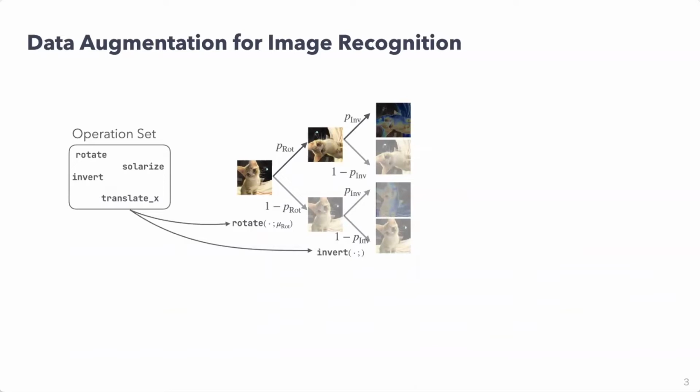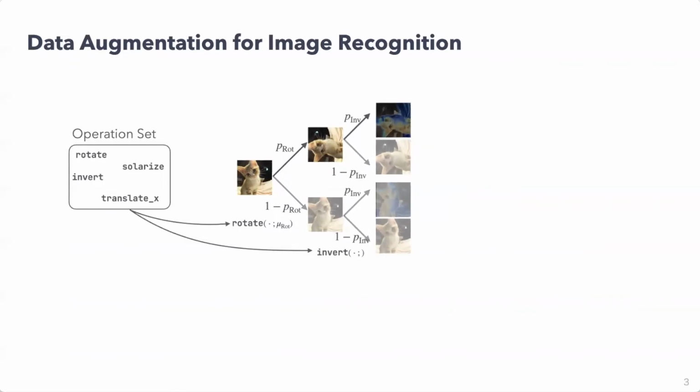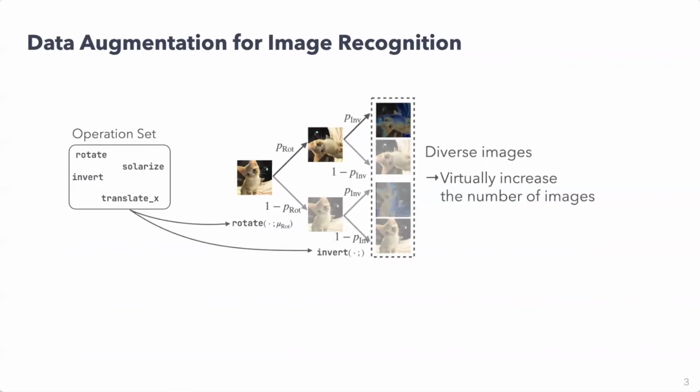Data augmentation for image recognition is something like this. Given a training image, we apply an operation stochastically with a certain strength sequentially. As a result, we obtain diverse images and virtually increase the number of training data.